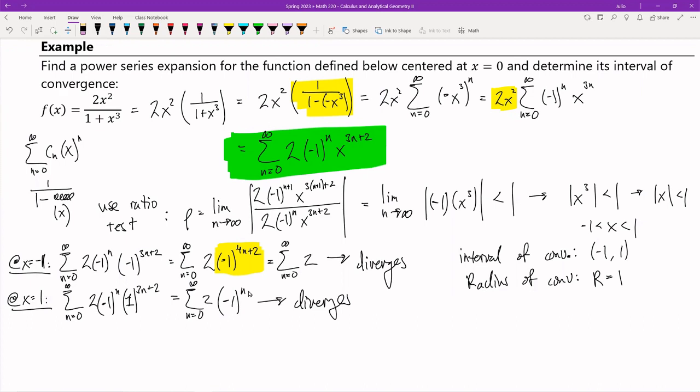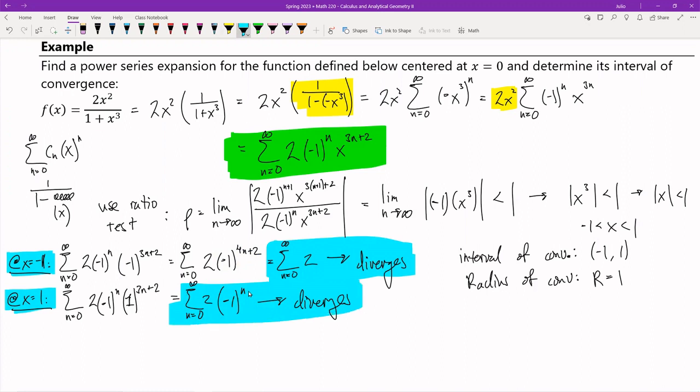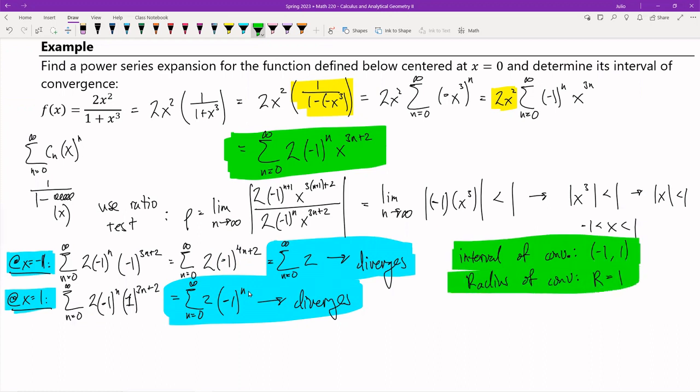So let me go ahead and highlight some stuff. At x equal negative 1, our series diverges. And at x equal positive 1, our series still diverges. Make sense? So then that means I don't have to do any extra work. I just needed to do the extra work to check the endpoints, but it doesn't change my final answer right here. Boom. Got it?